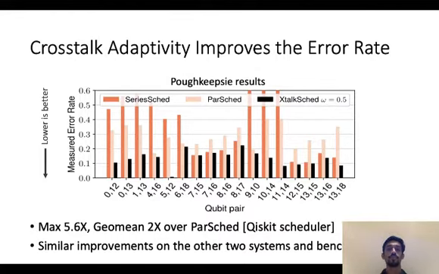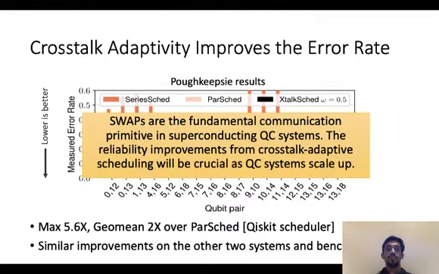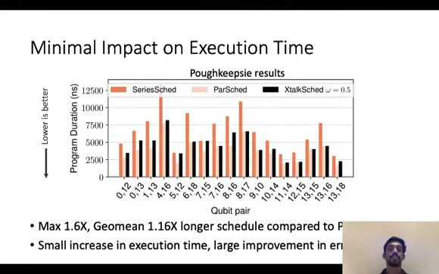So we also get similar improvements on other machines and other benchmarks. And we show in the paper that the mitigation that our algorithm provides is also near optimal in practice. Now, most importantly, since swaps are the fundamental communication primitive in superconducting systems, the improvements that we get are very significant, and crosstalk adaptive scheduling will be very crucial for reliable executions on these systems, especially as these systems scale up.